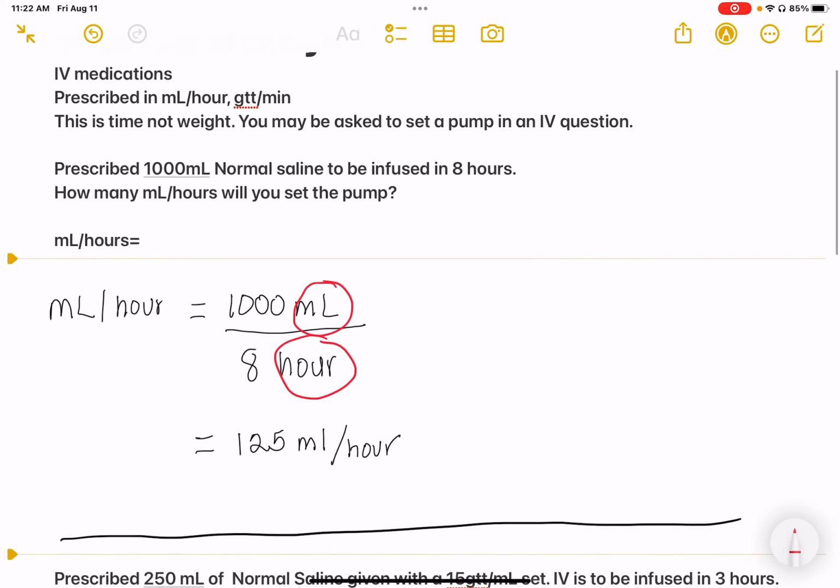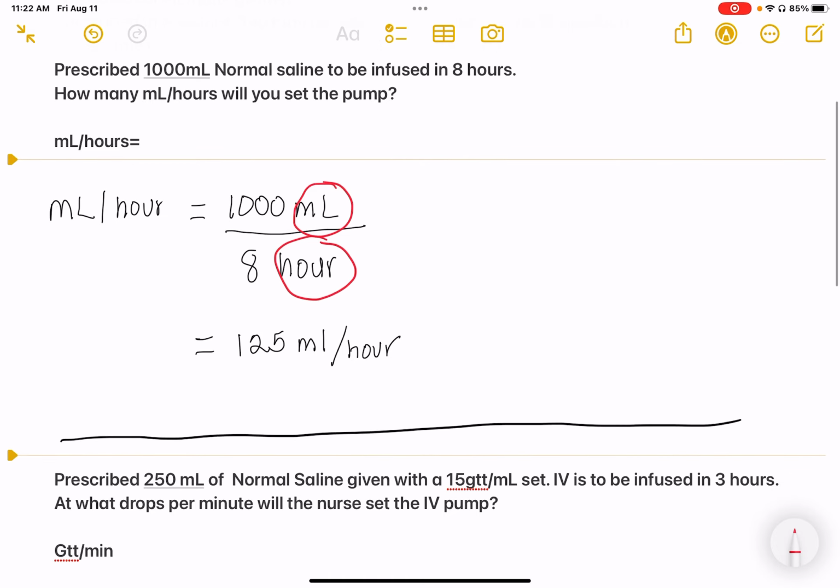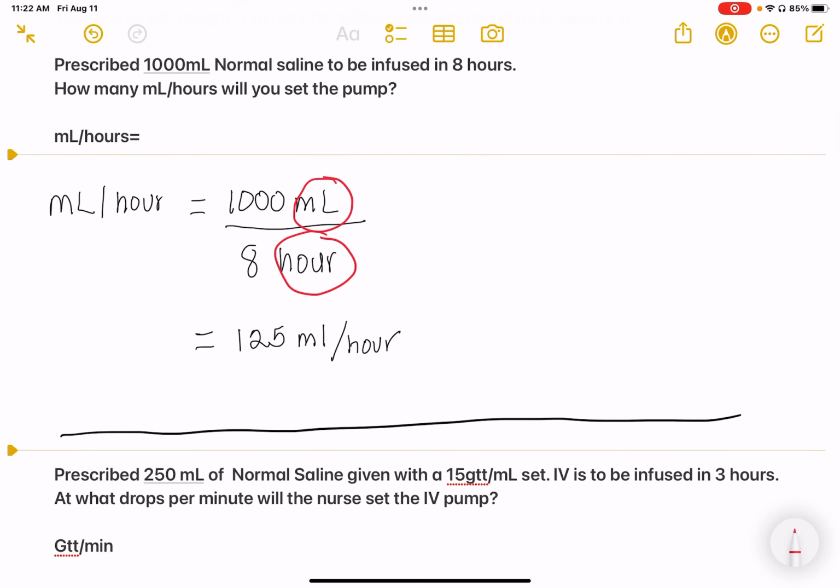Now we want to look at drops per minute. And I know that many people are concerned about how do you do those drops per minute questions, but you simply need to use your dimensional analysis and you won't get messed up or mixed up. So you see here the prescription is 250 milliliters of normal saline given with a 15 drop per mil set. And the IV is to be infused in 3 hours. The question comes, at what drops per minute will the nurse set the IV pump?